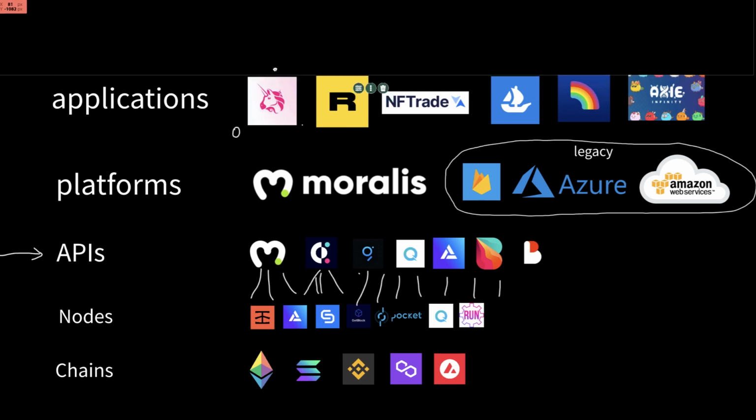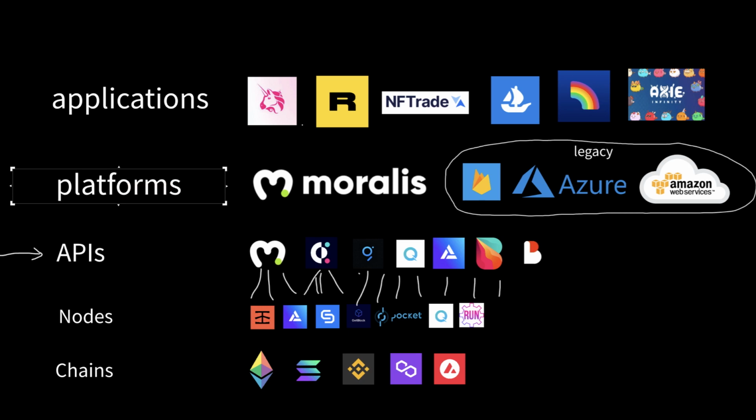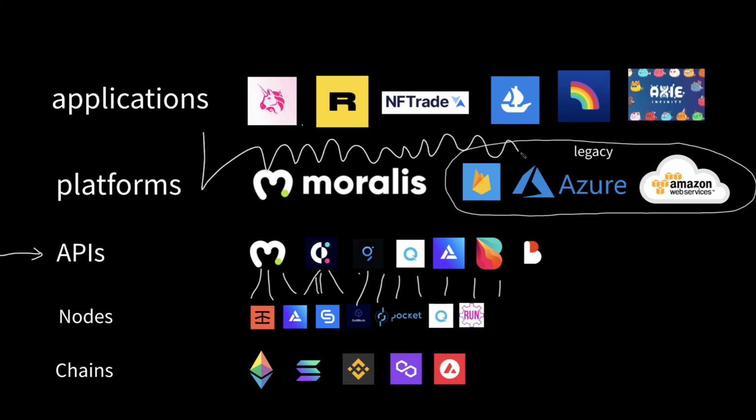And of course, then on top of platforms, you have applications. And the applications use the different platforms, APIs, nodes, and chains in an easy way by just talking to the platform layer. This is important. When you're building your app, you need to be speaking to the platform layer most importantly. In some cases, you need to reach down and access some specific APIs still. That still happens.